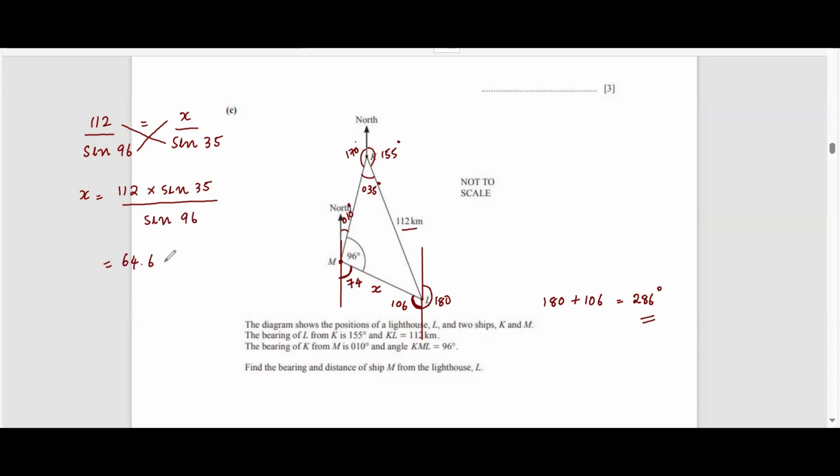The unit is kilometer, so I'll write it as 64.6 kilometer. So the bearing is 286 degrees and the distance LM is 64.6 kilometer. Hope you have understood this. Thank you for watching.